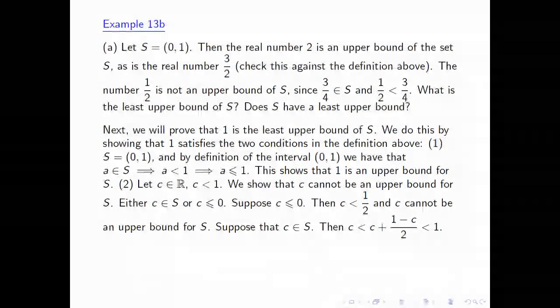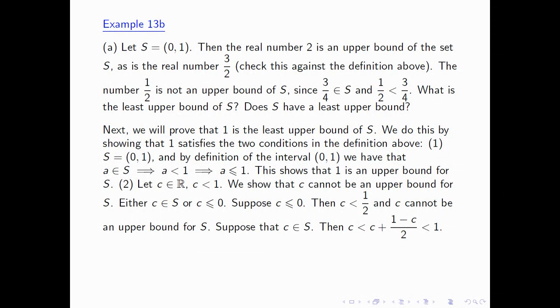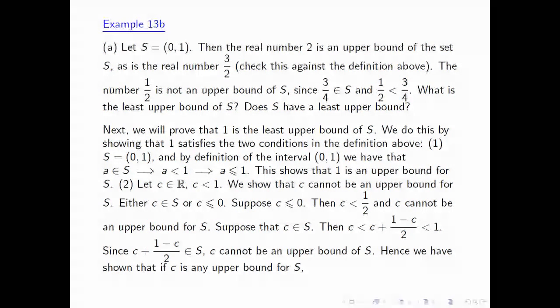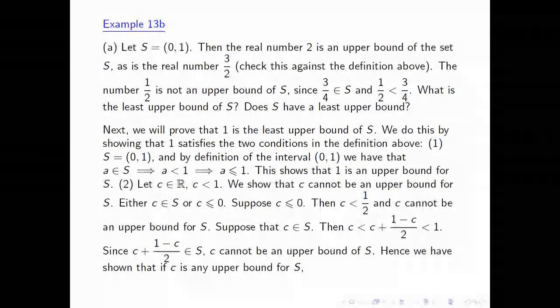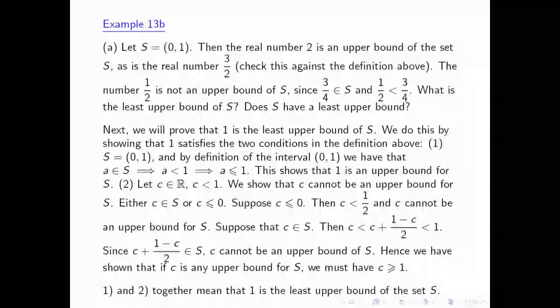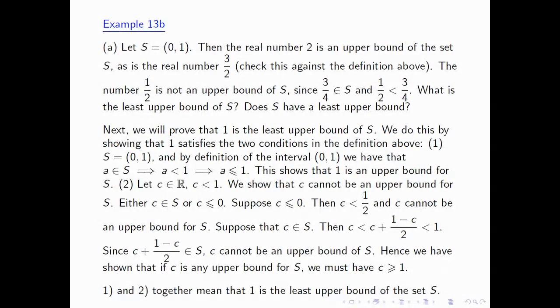Suppose that C is in S. Then I'm going to pick a number in between C and 1. How do I pick that? Well, C is less than 1, right? So 1 minus C is a positive number. I divide it by 2 and I add it to C. Now I know this new number must be in between C and 1. And so C cannot be an upper bound because I've generated a number which is in S but larger than C. Hence, we have shown that if C is any upper bound for S, then it must be greater than or equal to 1. 1 and 2 above mean that 1 is the least upper bound of the set S.